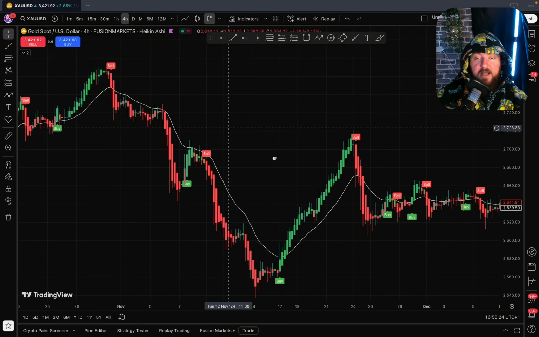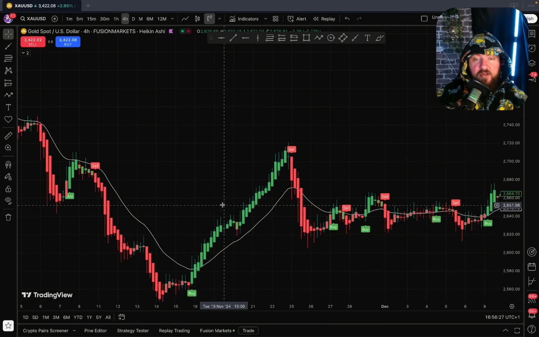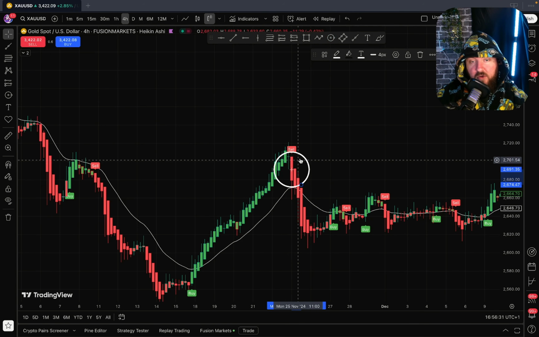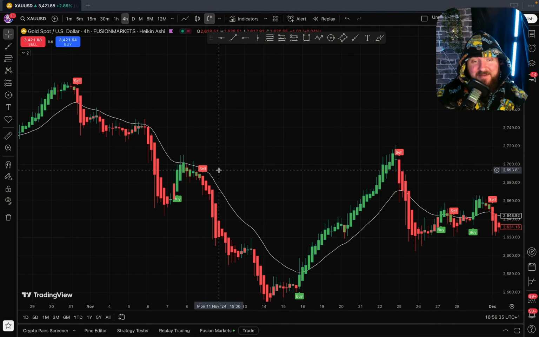Like, look at this. Oh, wait, let's look at the messy ones too. I don't want to skip the messy ones. Would we have got in this sell? Nope. Didn't close below the EMA. It's as simple as that.